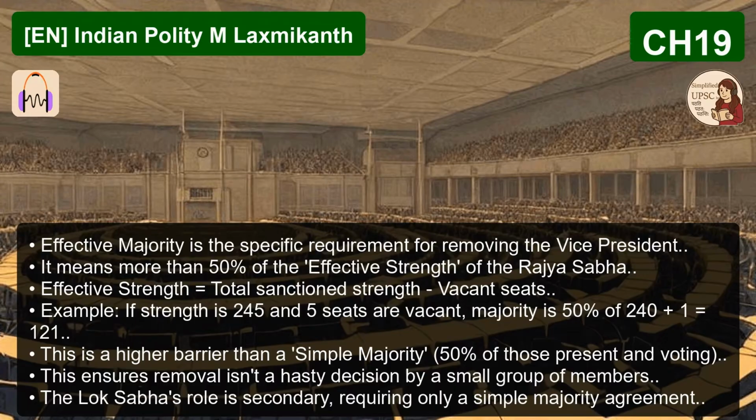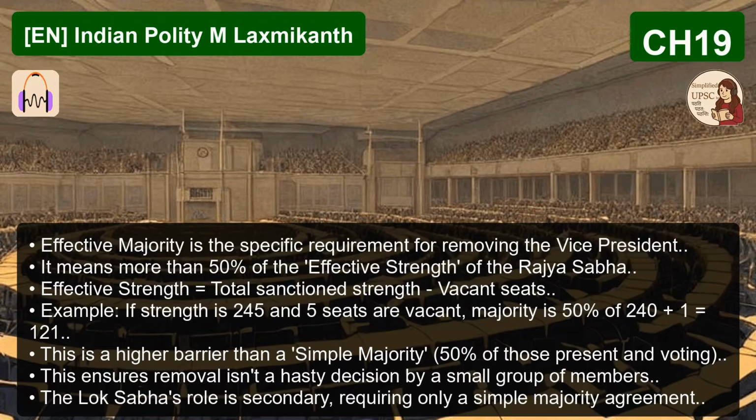The removal process, again, underscores the VP's accountability to the upper house. The vice president can be removed by a resolution passed by a majority of all the then members of the Rajya Sabha. Let's stop there and define this crucial term for our learners. We can't just drop constitutional jargon like majority of all the then members. What exactly is an effective majority in this context, and how does it differ from a simple majority?